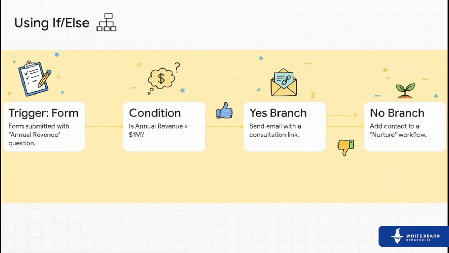Let's say your form asks for the person's company revenue. The workflow can actually check their answer. So if the revenue is over $1 million, they go down the yes path and get an email with a link to book a high-priority call. But if not, they go down the no path and get added to a totally separate nurture workflow where they'll just receive helpful content. It's the same trigger, but two completely different, totally automated journeys.